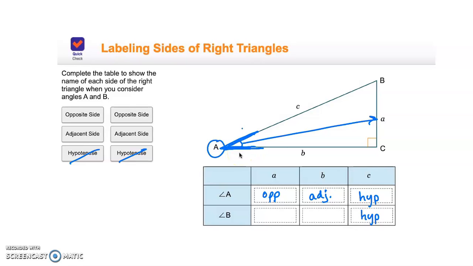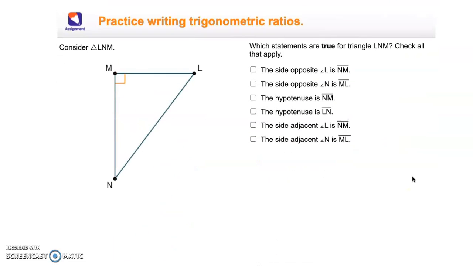Now let's look at angle B. What side is opposite? Well, side C is our hypotenuse. Side A forms that angle, so the side opposite is B. And A helps form that angle, so that is the side adjacent. Depending on the angle that you're looking at, opposite and adjacent will be different. But the hypotenuse is always going to be the longest side, or the side opposite the right angle.